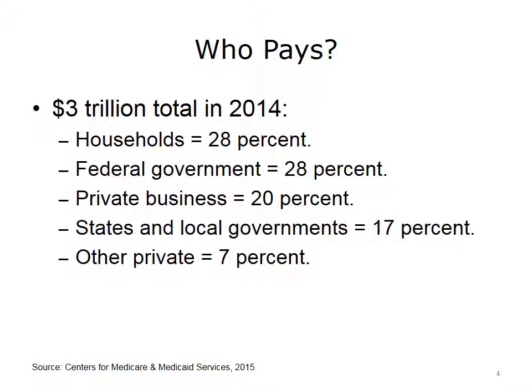The federal government accounted for 28%, which includes Medicare, the federal share of Medicaid, care in the Veterans Health Administration, and Department of Defense and biomedical research. Private business accounted for 20% and is predominantly made up of employer contributions to health insurance plans for their employees. The states accounted for 17%, which is predominantly their share of Medicaid and the costs of running local public health agencies. Other private expenditures of 7% include expenses for administering the health plans and private biomedical research.